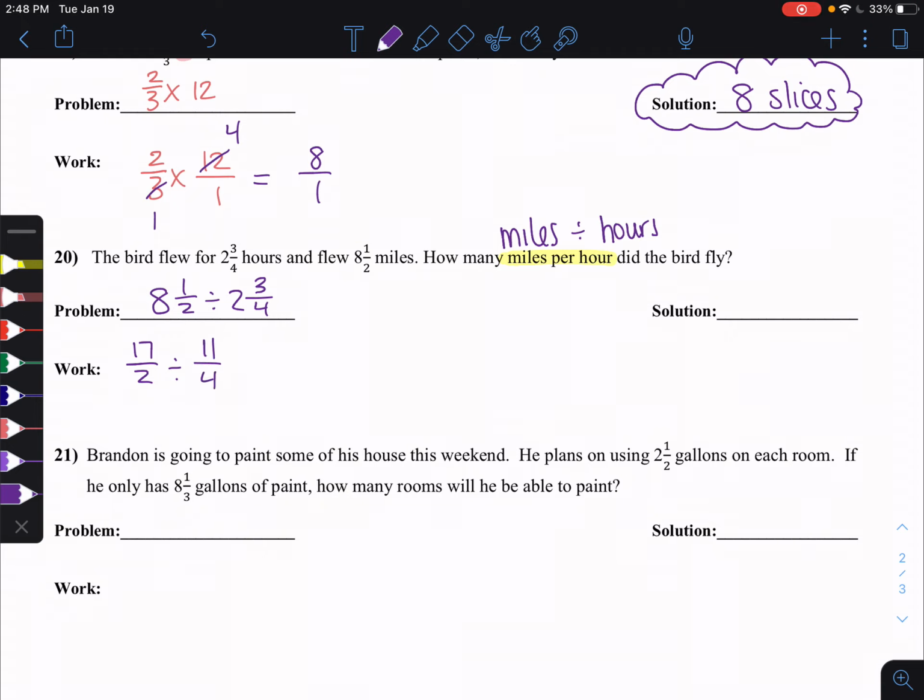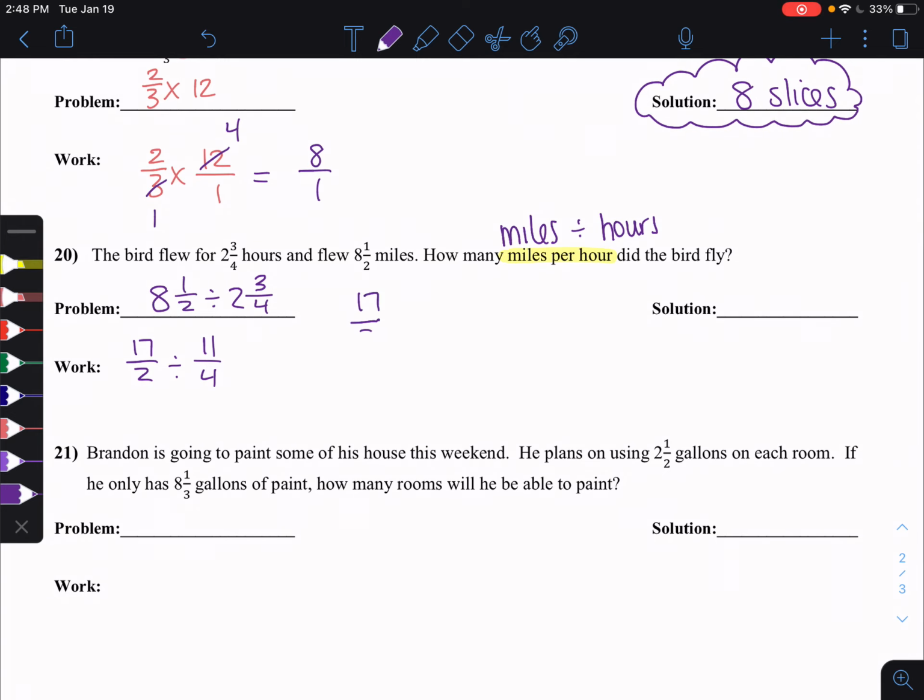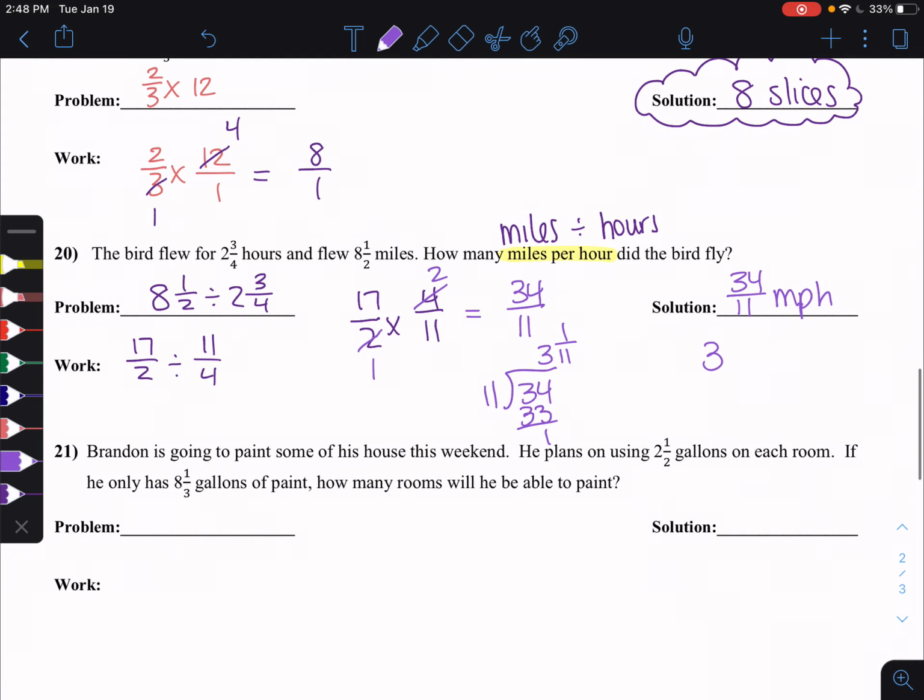Okay, remember to do your converting first, then keep change flip. So it's going to be 17 over 2 times 4 over 11. 2 and 4 have a 2 in common. So I get 34 over 11. So this is going to be 34 over 11 miles per hour. If you want the mixed number, it's going to be 3 1/11. Again, I will accept either, but the improper fraction is fine.